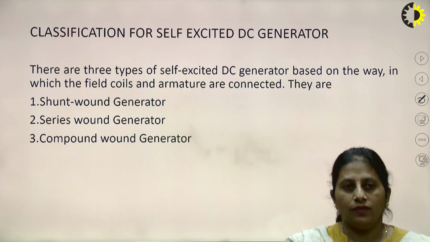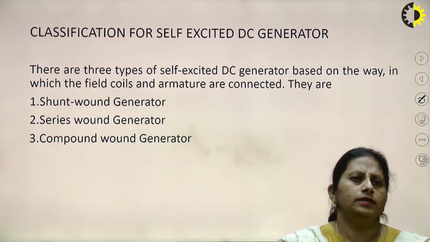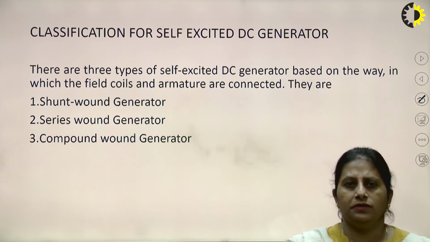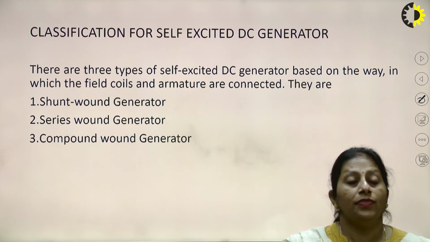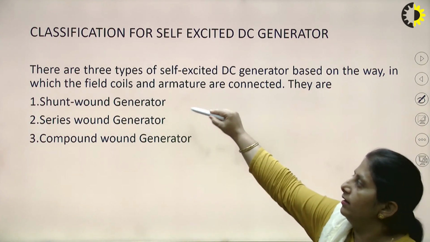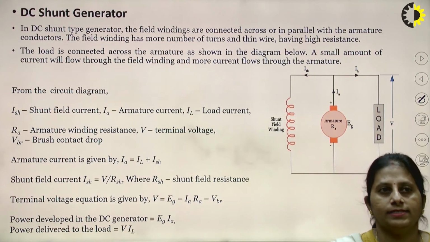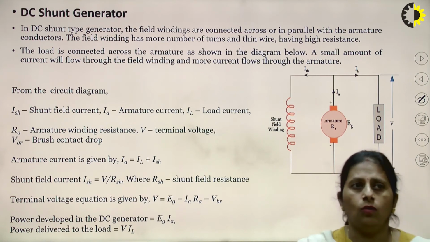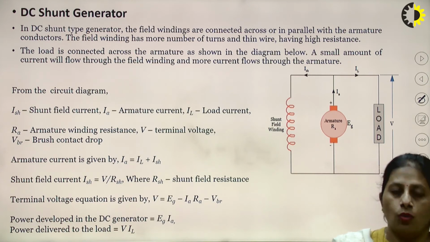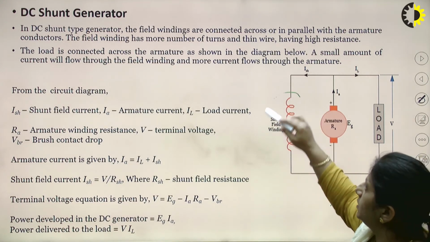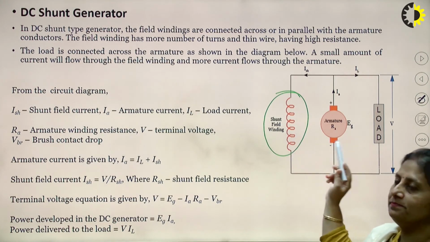Now going for the classification of self-excited DC generators. There are 3 types of self-excited DC generator, based on the way in which the field coils and the armature are connected, and as we have seen, they are shunt, series or compound, right? Going for the very first one, that is the DC shunt generator. In this type of DC generator, the field windings are connected across, or in parallel with, the armature. The shunt field windings are connected in parallel to the armature, right?